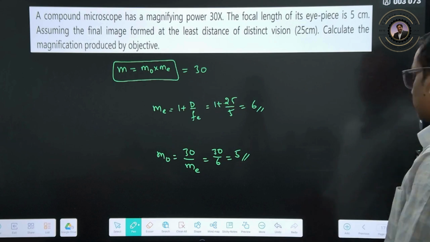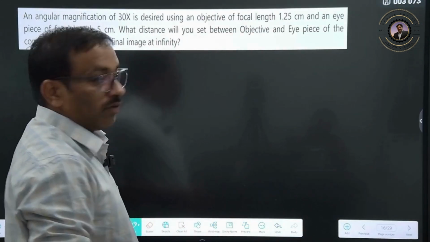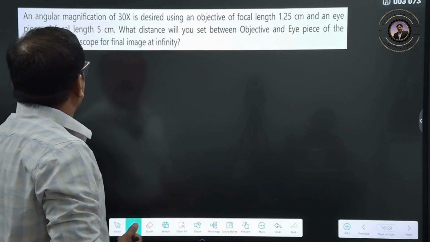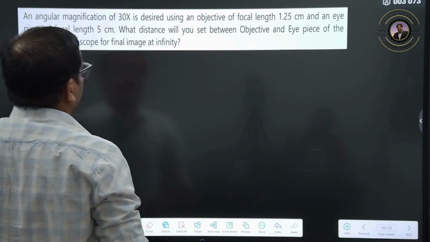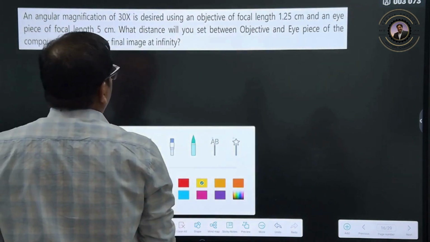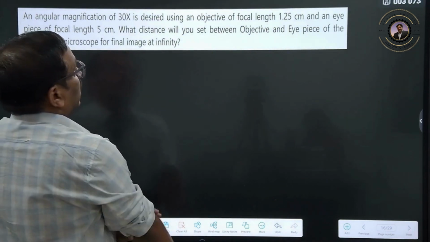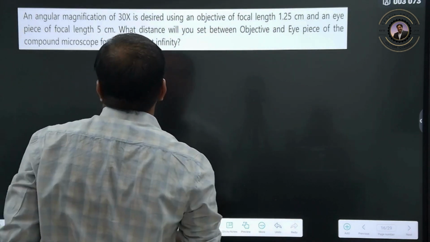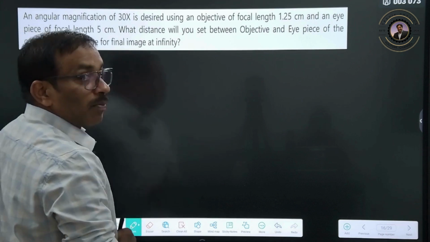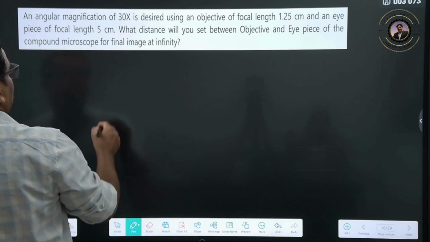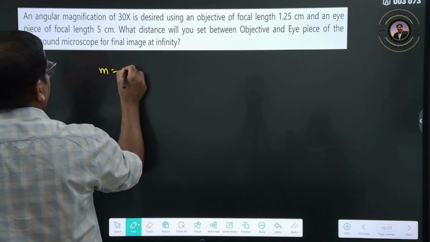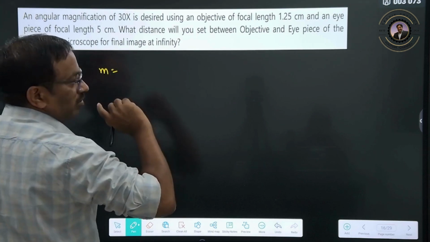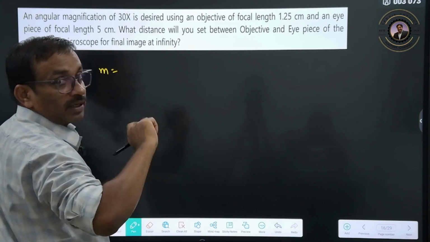Clear? Right? We'll see one question now. The angular magnification of 30 times is desired using the objective and eyepiece. So it is a compound microscope. The magnification is given as 30 times. So the final image will be what? Inverted, magnified, all this.